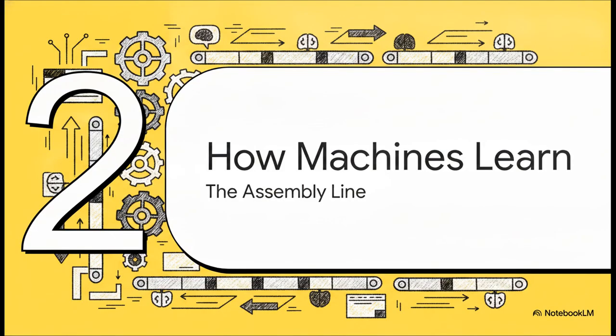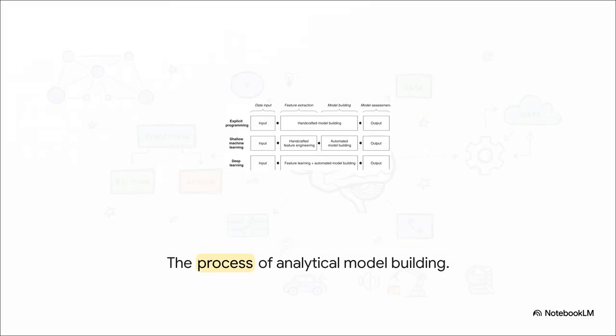All right, let's move right along to Section 2, how machines actually learn, focusing on the assembly line. This is basically the evolutionary tale of programming. We started out with traditional, explicit programming, where humans literally handcrafted the entire model. Then, shallow machine learning came along, automating the model building, sure, but still requiring that manual feature engineering. And then, finally, deep learning enters the picture, combining feature extraction and model building into one incredibly powerful, automated end-to-end pipeline.